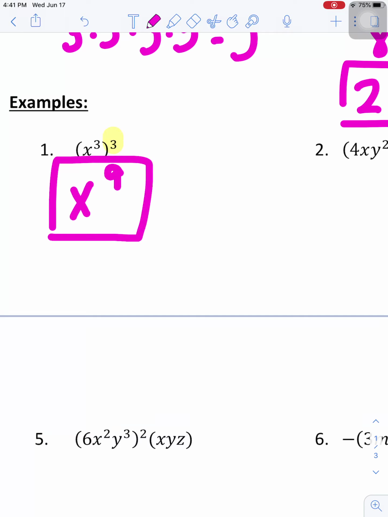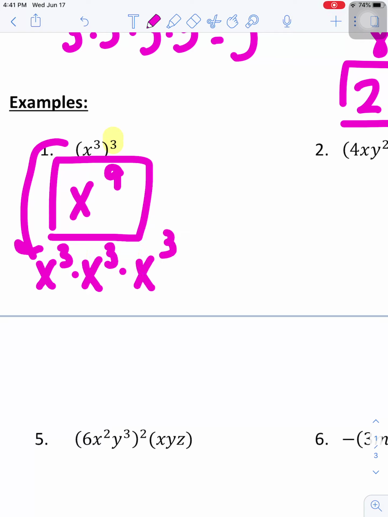Now, again, when you look at these problems, if you are doubting yourself, go back to the basics, right? If we know that we have x cubed to the third power, that means x cubed times x cubed times x cubed. Each of those would give you 3 x's, and then when you put them back together, it would give you x to the 9th.